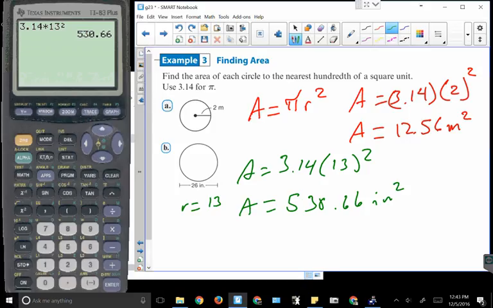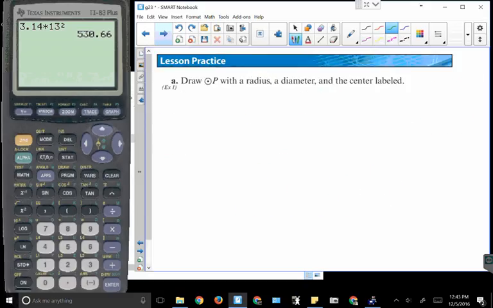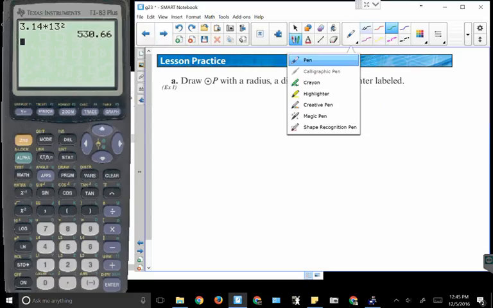Again, if you've got the formulas, you plug the numbers in, you go through and use it, it's not that difficult. So, I'm going to give you a moment here, and I want you to draw a circle P with a radius and a diameter and the center labeled. All right, so what you should have is something that looks like this.